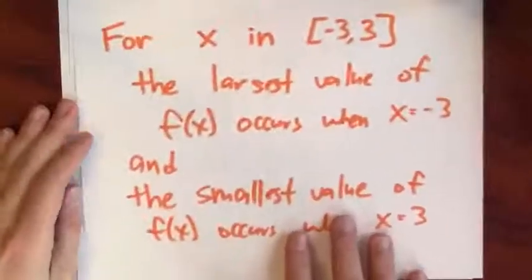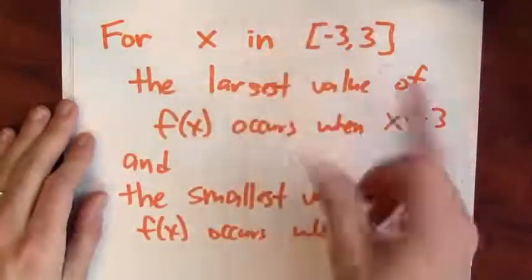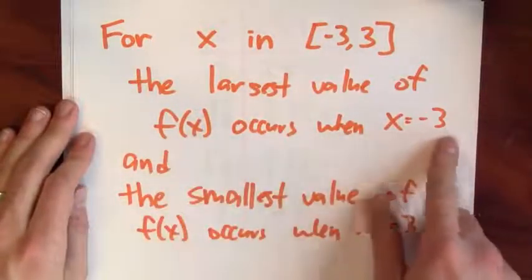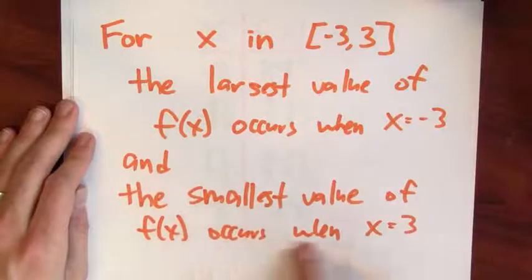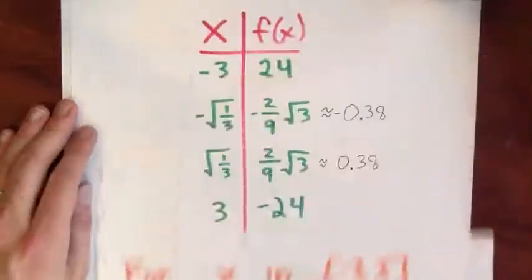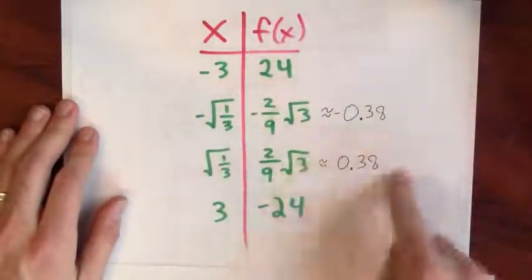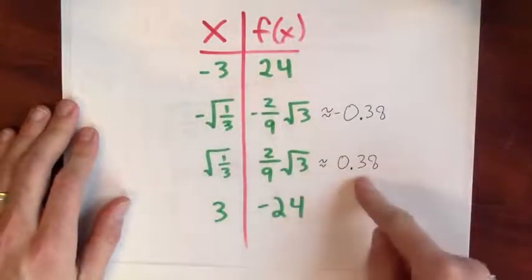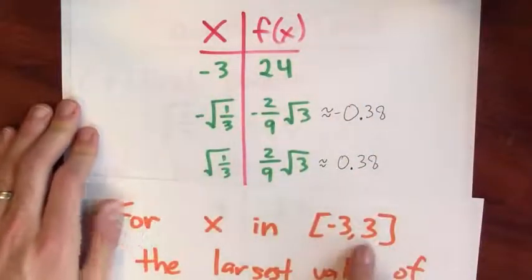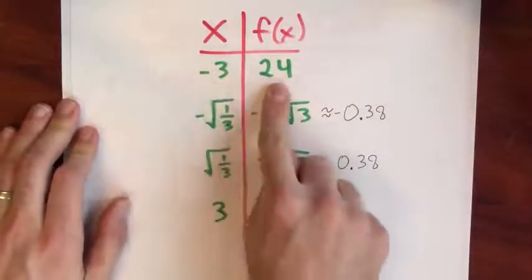What nightmarish scenario would have ensued had I forgotten to include the endpoints? Well, here's the danger, right? If x is in this closed interval, then the largest value of the function occurs when x is equal to -3, and the smallest value occurs when x is equal to 3. If I hadn't included the endpoints in my chart, I would have been fooled into thinking that the largest output of this function was 0.38. But on this closed interval between -3 and 3, the largest output actually occurs at this endpoint.